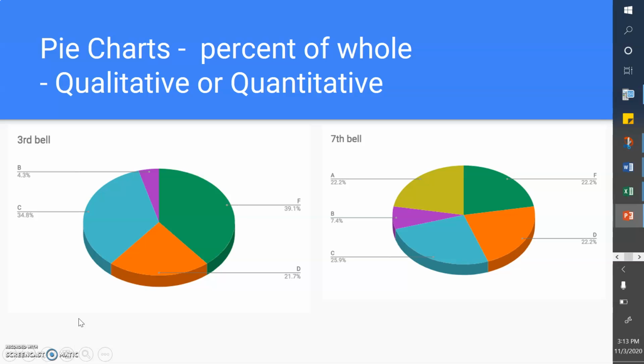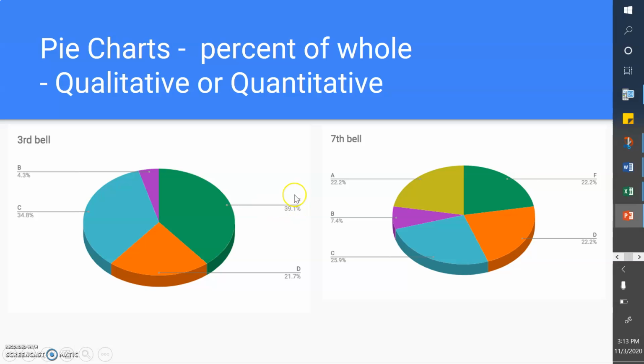Pie charts, of course, are about percents of the whole thing. So that same year, I was comparing third bell and seventh bell scores on that quiz. And overall, looking at it real quick, can you tell who did better overall looking at this? How do you decide who did better? Well, maybe you compare A's. How much got an A in this group compared to how much got an A, okay, none in this group, right? Or how many got F's? Well, a lot of F's here, not as many F's here.